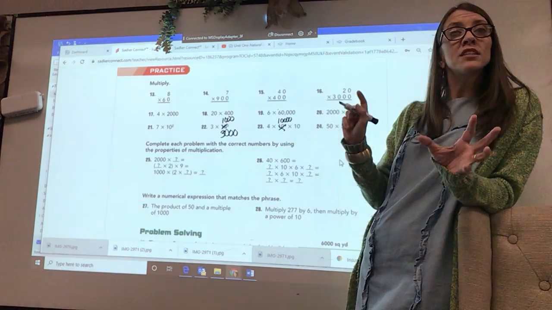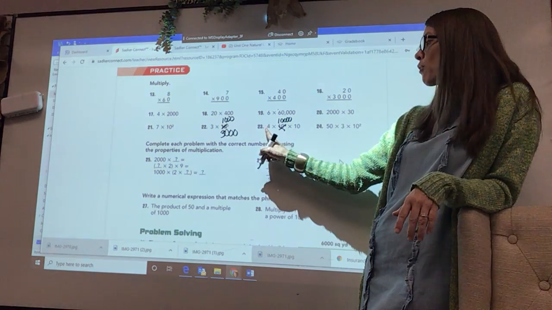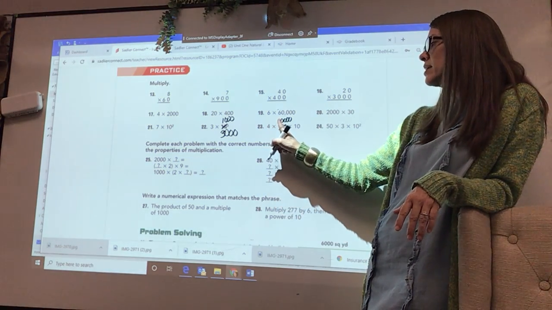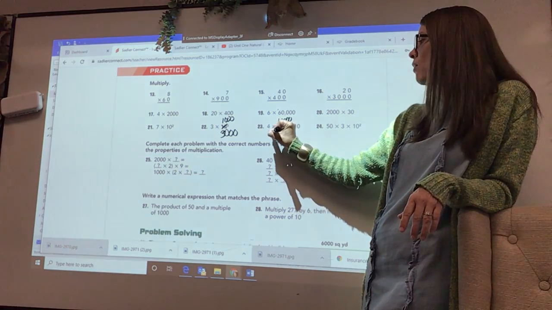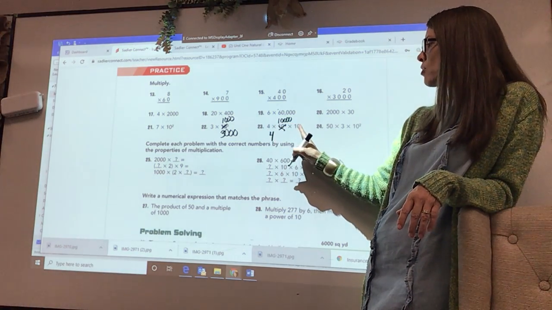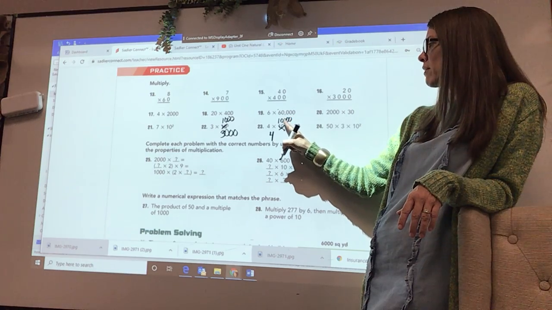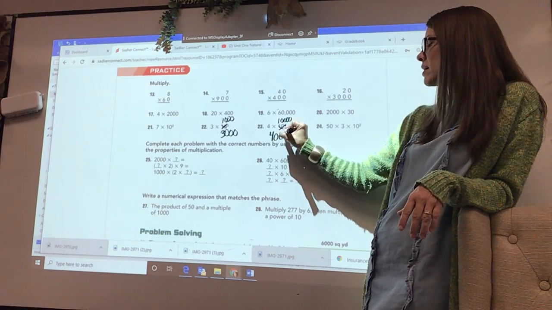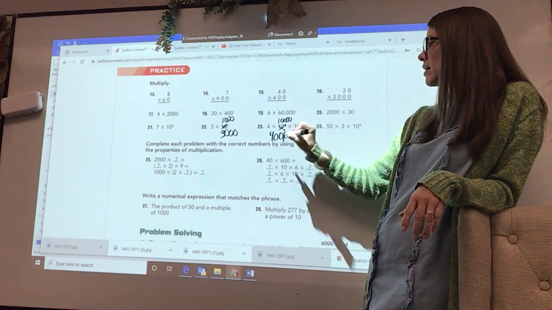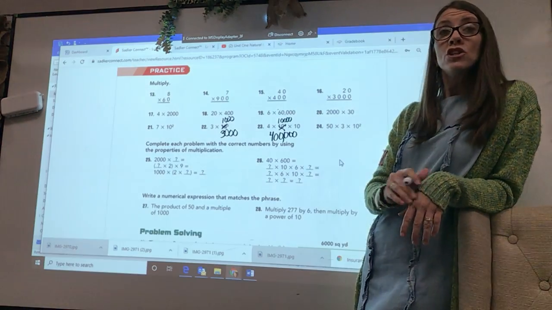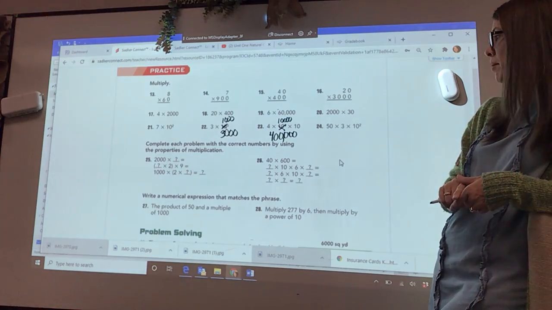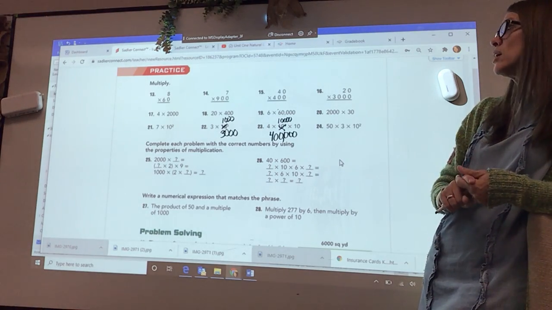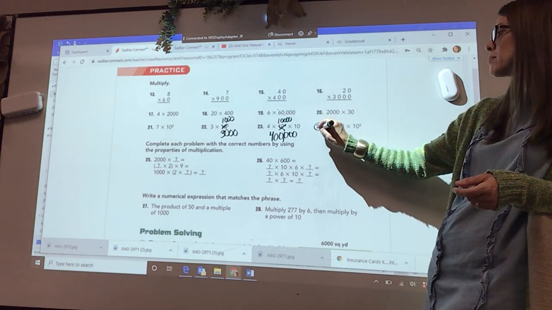If you take the non-zero digits, what are the non-zero digits? 4 times 1 times 1. What is that? 4. Now, how many zeros do we need to add? 1, 2, 3, 4, 5. 400,000. Does that make sense? Yes. Don't let three factors mix you up. I would like to see who can get number 24 by themselves.